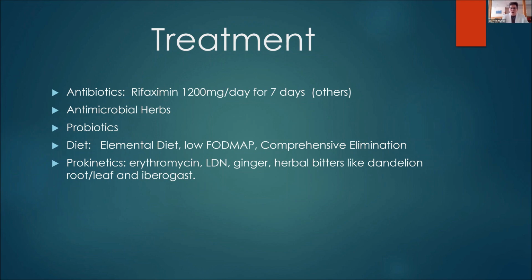Now, rifaximin is not the only antibiotic that can be used, but again, remember I said it's unique in that it only affects the GI tract tube. It doesn't get absorbed into your bloodstream, and it's not systemic. Whereas other antibiotics like ciprofloxacin or metronidazole, which also could be commonly considered to be used for SIBO, are going to get absorbed into your full body, into your full system. And so rifaximin is more commonly used.